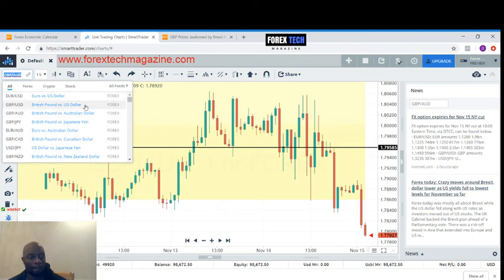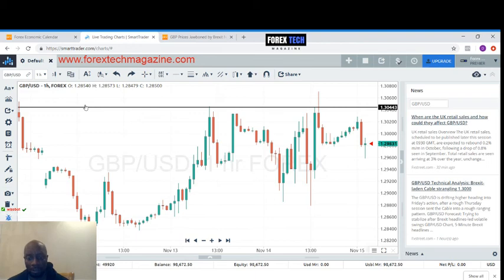Bada boom, bada bam, bada bing. And here goes the US dollar, Great Britain pound, US dollar. And once again, it's moving sideways too. So you got about 3 out of the 4 of them just moving kind of sideways.